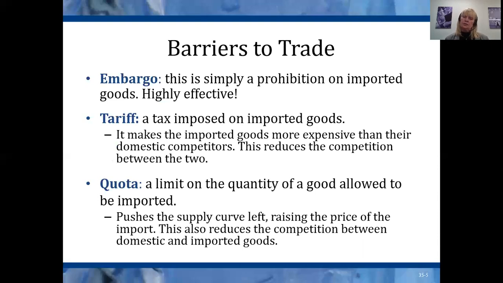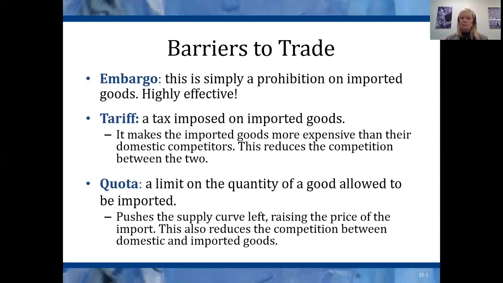This pushes the whole supply curve to the left, and if the demand curve stays constant, that means that the equilibrium price on these goods in this market is going to go up. So again, we have the price of the goods going up. That makes it easier for our domestic firms to compete. And that's another way that we reduce trade.